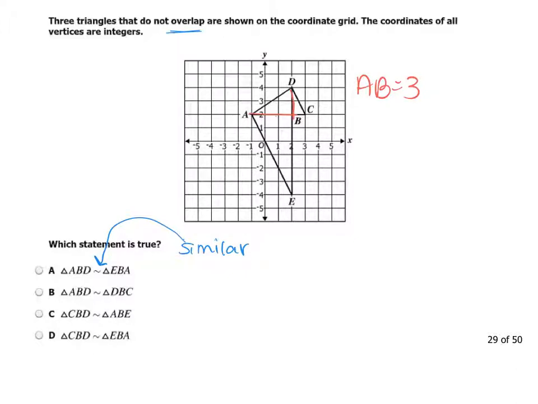I can look and see that D to B is 2. B to E is 1, 2, 3, 4, 5, 6. Oh, and I can see over here B to C is 1.